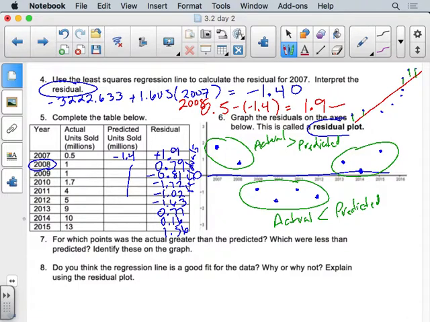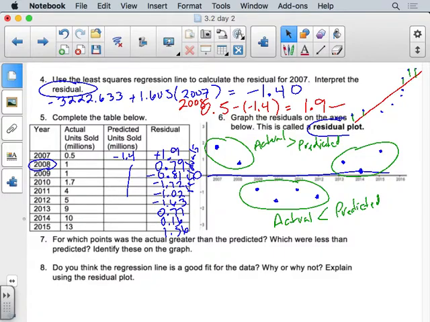Y'all didn't get negative 1.4 there? I got something weird. It wasn't like from 2008, it was like 10. Mine was all wonky, a bigger number. Maybe you need to check if you plugged it in right on the equation. Which equation? I got 322.633.